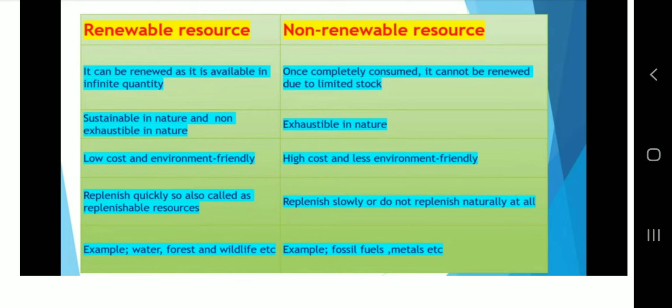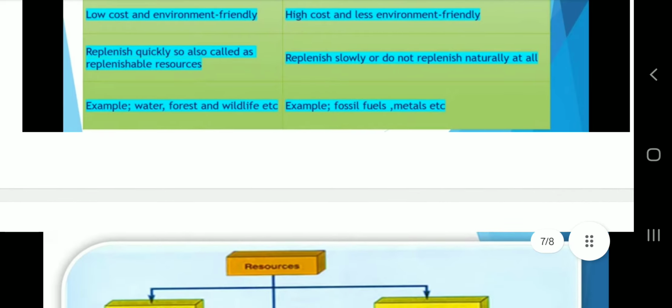Renewable resources replenish quickly. They regenerate themselves very quickly, so they are also known as replenishable resources. In case of non-renewable resources, they replenish very slowly, or in most cases do not replenish naturally at all. Examples of renewable are water, forest, wildlife, etc. And examples of non-renewable are fossil fuel, metal, different kinds of ore, petroleum products, etc.